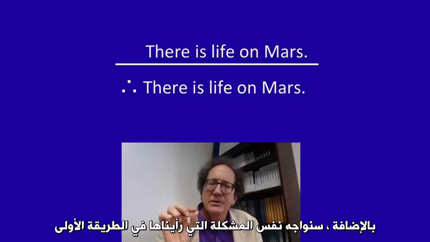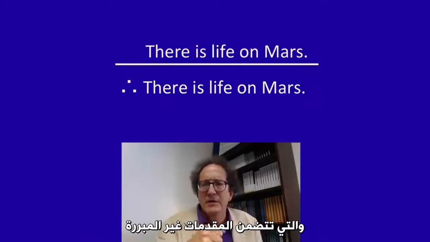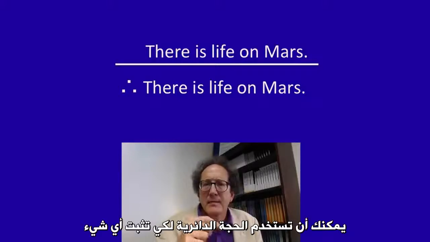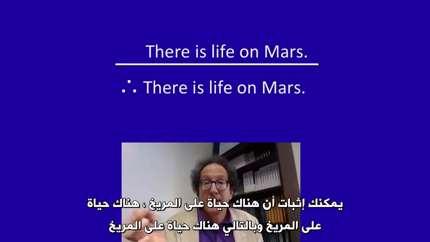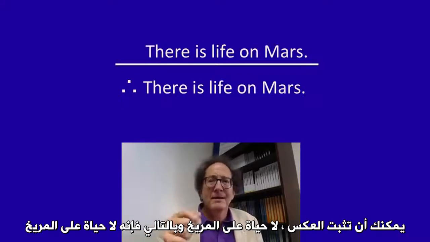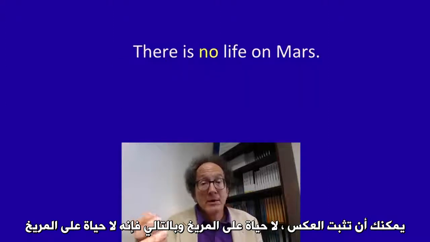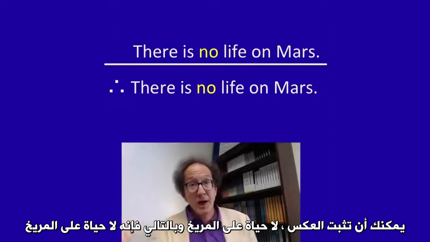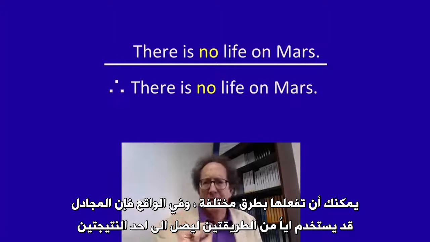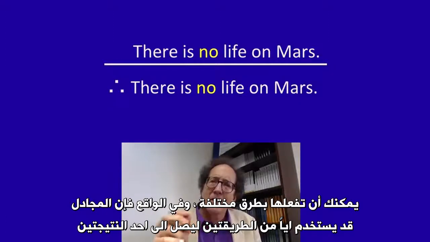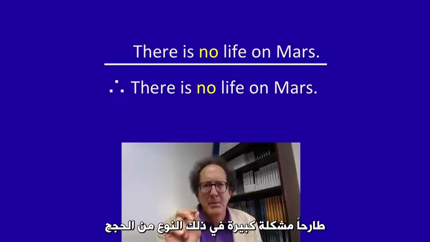And in addition, it has the same problem we saw in the first approach involving unjustified premises. Because you can use circular arguments to prove anything. You can prove there's life on Mars. There's life on Mars, therefore there's life on Mars. You can prove there's no life on Mars. There's no life on Mars, therefore there's no life on Mars. You can do it either way. And the fact that an argument can be used either way to prove either conclusion suggests there's a big problem with that kind of argument.